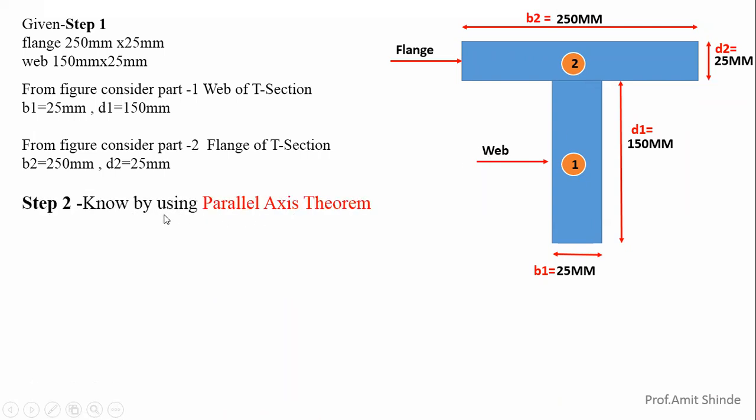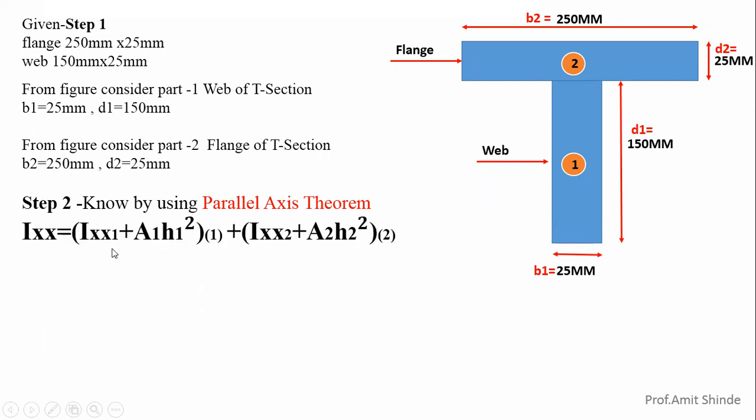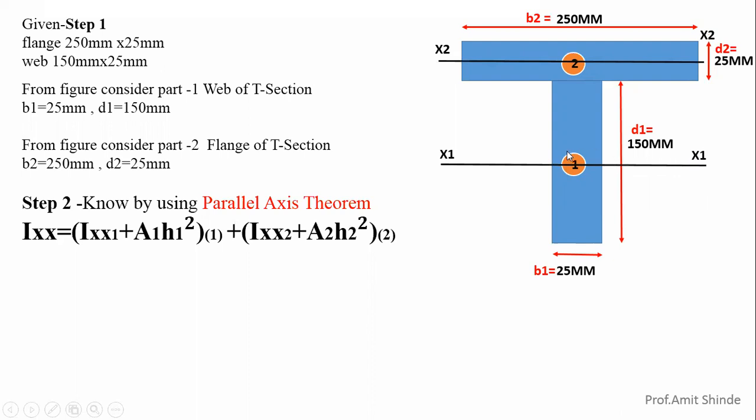According to step number 2, as we know from the parallel axis theorem, Ixx is Ixx1 plus a1 h1 square for rectangle number 1, plus Ixx2 plus a2 h2 square for rectangle number 2. Now let us solve these terms. This one is the x1 axis for rectangle number 1 and x2 axis is for rectangle number 2, and we have to find Ixx1, the moment of inertia about the x1 axis, and Ixx2, the moment of inertia about the x2 axis.